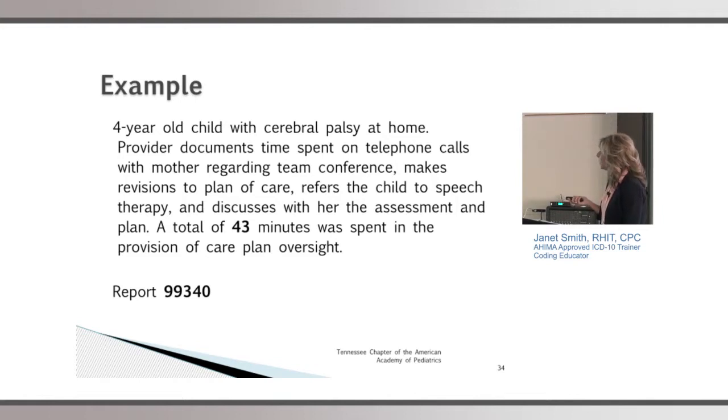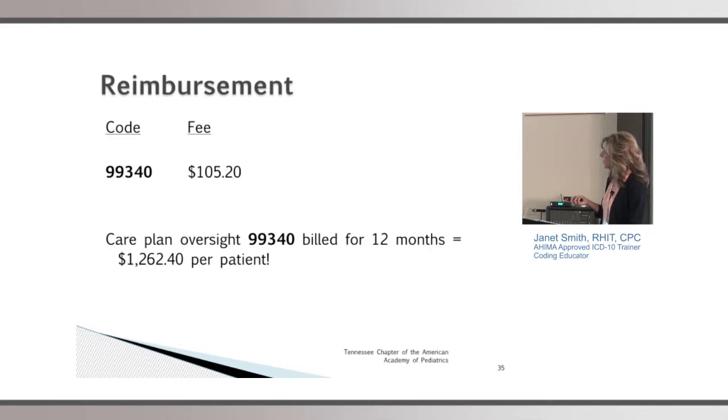So the example here is a 4-year-old child with cerebral palsy at home. Provider documents time spent on telephone calls with mom regarding the team conferences, making revisions to the care plan. The child's referred to speech therapy, and there's discussion of the assessment in the plan. So a total of 43 minutes over the calendar month, and you would report 99340. Reimbursement for this code is about $105. So if you bill that for 12 months, you're looking at about $1,200 to your bottom line for care plan oversight.